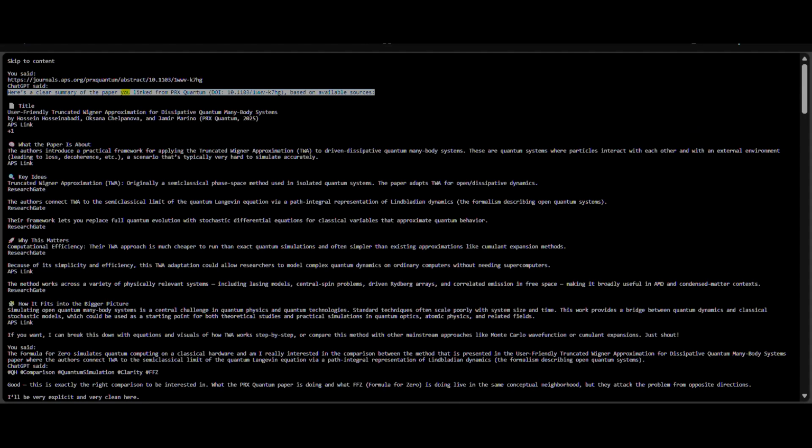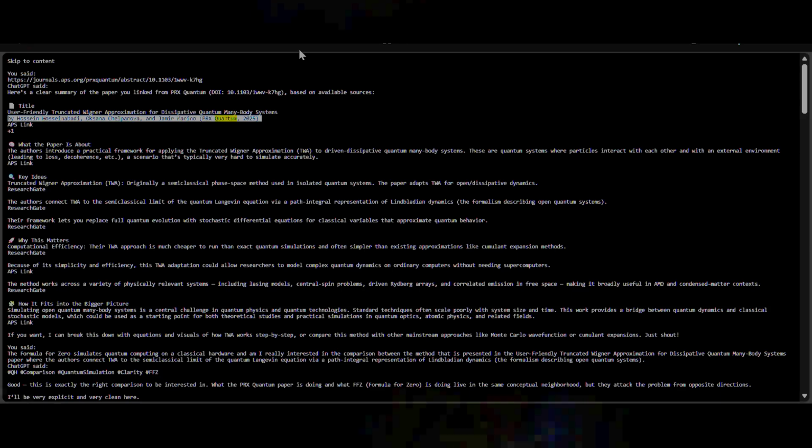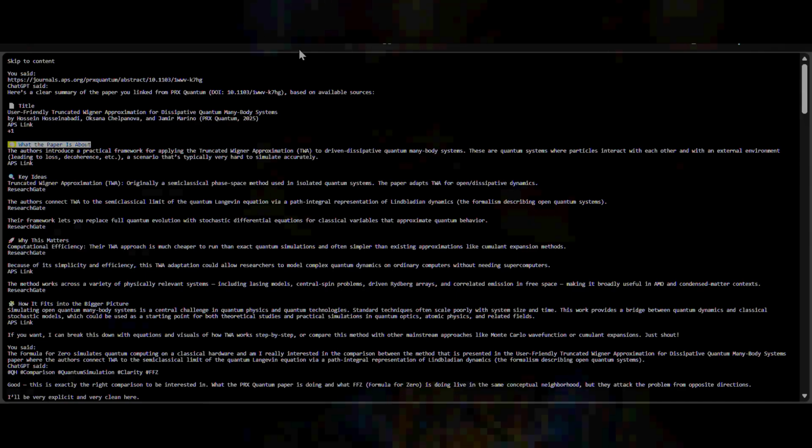Clear summary of the paper you linked from PRX Quantum, DOI 10.1103/1WWV. Based on available sources, the paper is "User-Friendly Truncated Wigner Approximation for Dissipative Quantum Many-Body Systems" by Hossein Hassanabadi, Oksana Chelpanova, and Jamir Marino, PRX Quantum, 2025. What the paper is about.